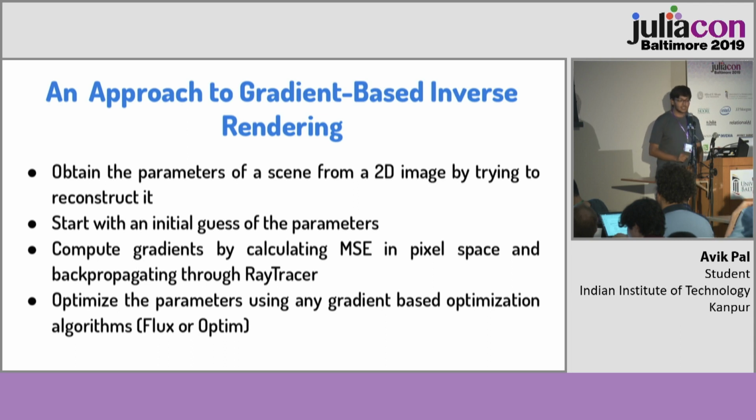We start with an initial guess of the parameters of the scene. Now we render the image. And as I mentioned, we already have the target image which we want to reconstruct. So we compute the mean squared error in the pixel space, call Zygote, and use any other optimization framework like Flux optimizers or Optim to optimize it. This method works pretty well if you have very few geometric discontinuities in the scene. For example, if you're trying to optimize the materials of the scene or the lighting parameters, this will most of the time give you the correct results.